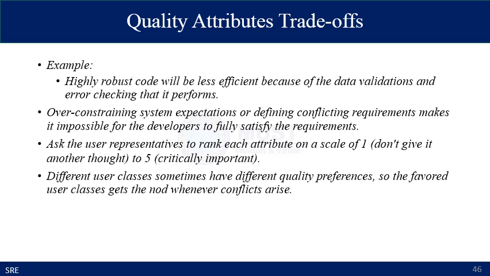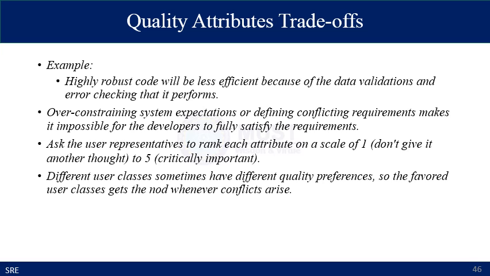For example, highly robust code will be less efficient, because the data validations and other checking that it performs will greatly reduce the speed of your code or product. Over-constraining systems is again a problem, and the definition of conflicting requirements makes it impossible for developers to fully satisfy the requirements. So you have to put constraints on the requirements with respect to the trade-off matrix.